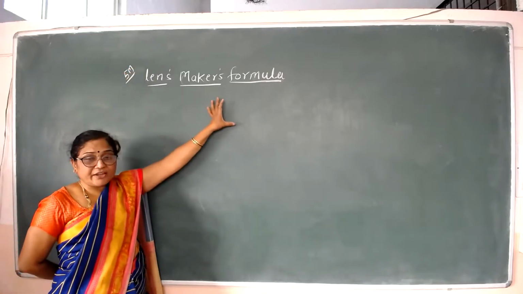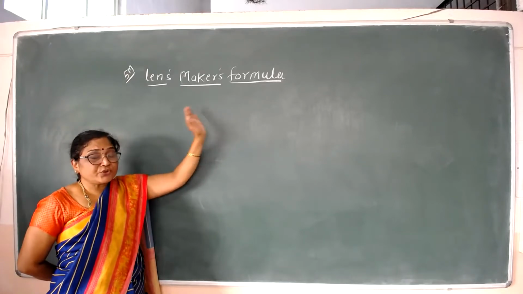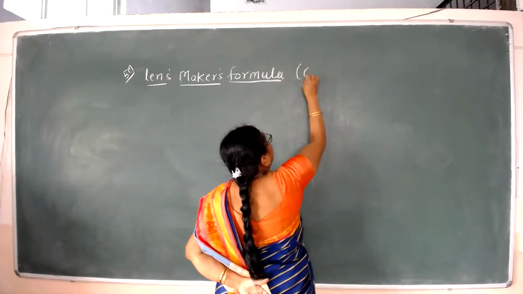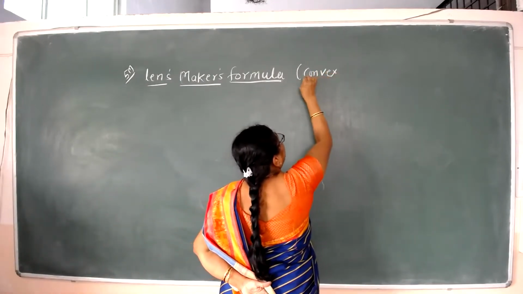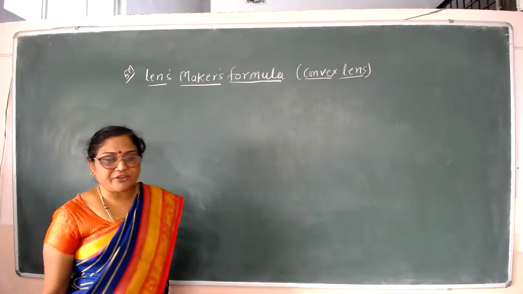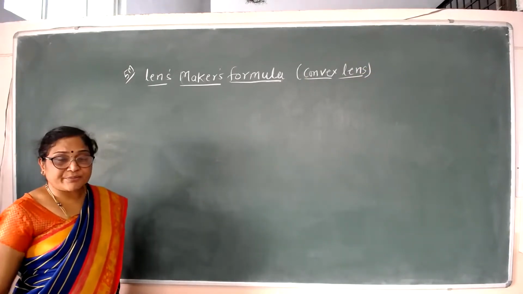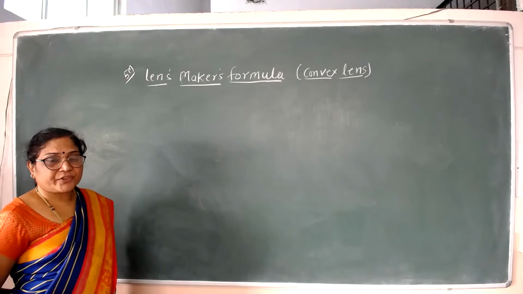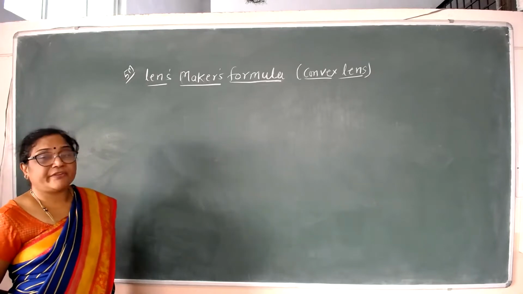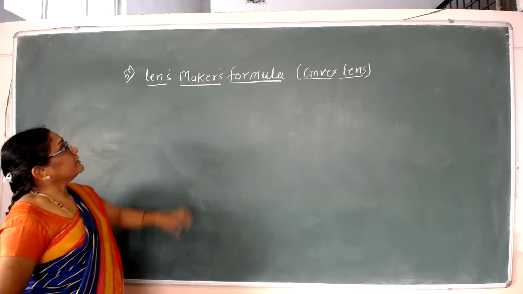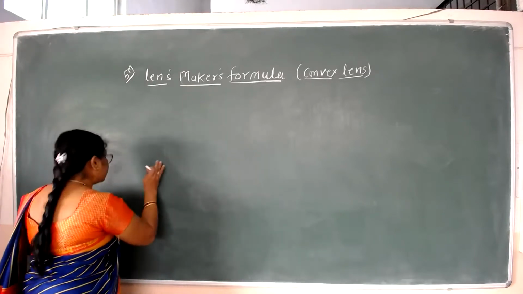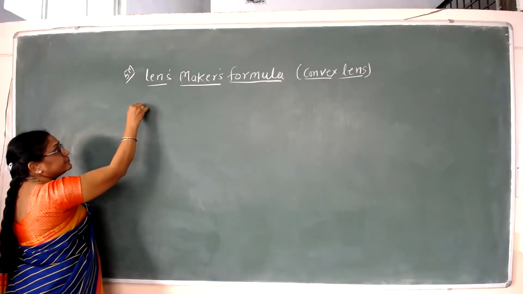So this is to derive the lens maker's formula. To derive it, we use a convex lens. By using the convex lens, we derive the expression for the focal length in terms of the radius of curvature and the refractive index, using the relation between n, u, v and R. To derive this lens maker's formula, we consider a lens.